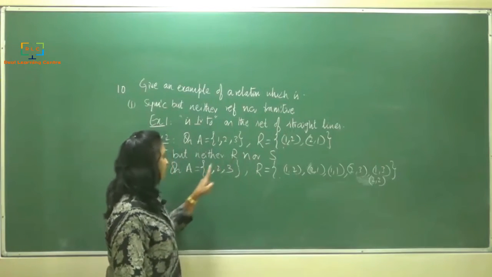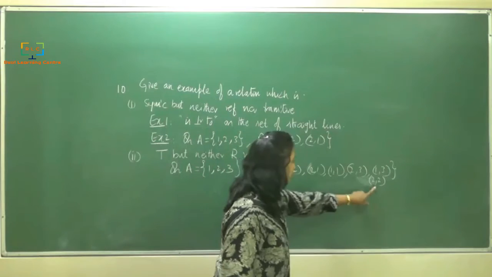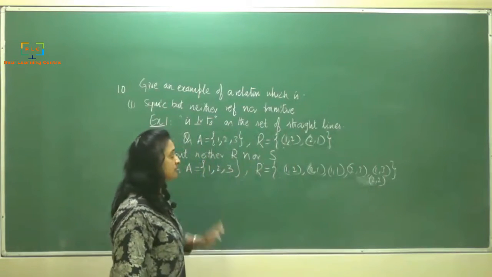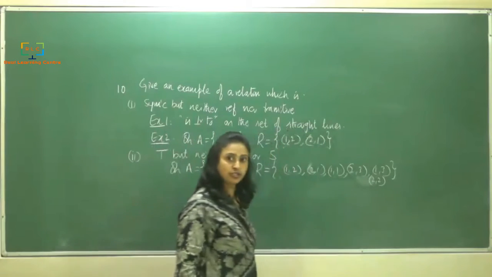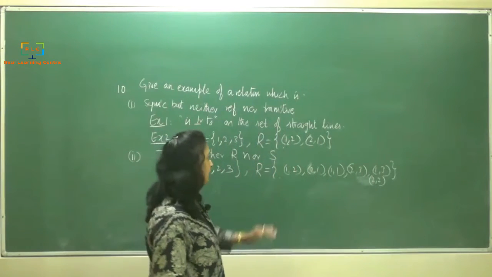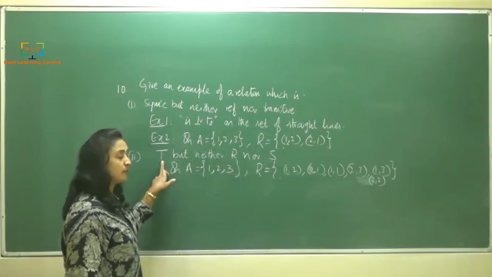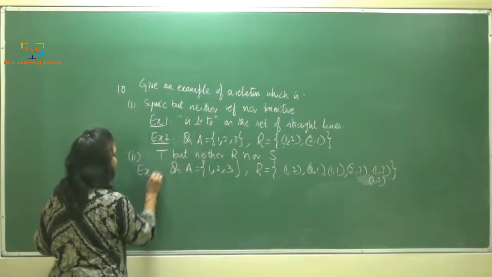For being reflexive on this set, I should have 1, 1, 2, 2, 3, 3. I have 1, 1, I have 2, 2, but don't have 3, 3. So it is not reflexive. And it should not be symmetric. For 2, 3, I don't have 3, 2. So it is not symmetric. And hence I have written the proper example for which it is transitive but neither reflexive nor symmetric. Okay, this was example 1.